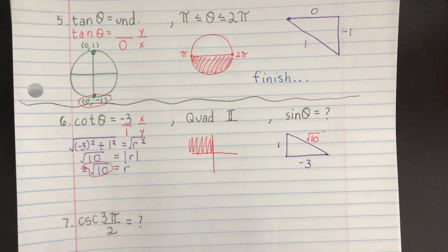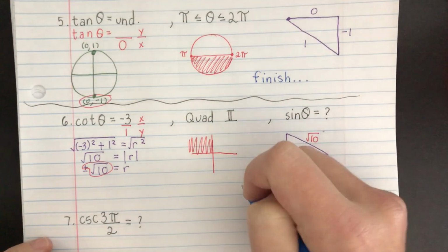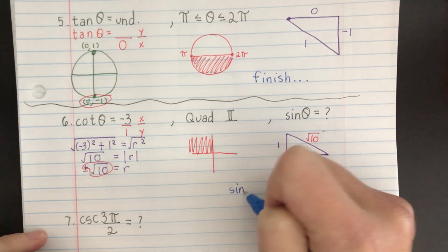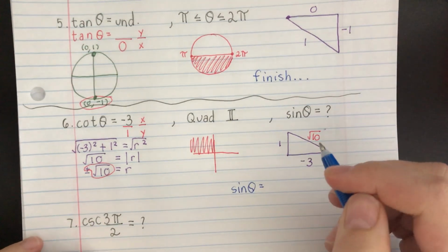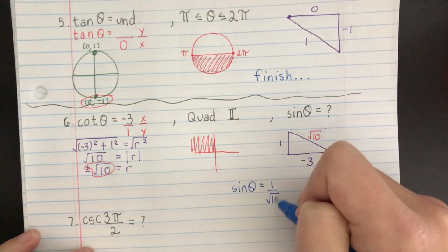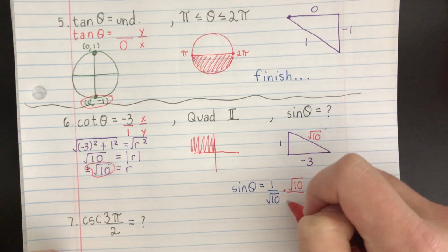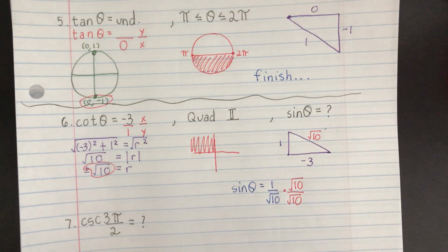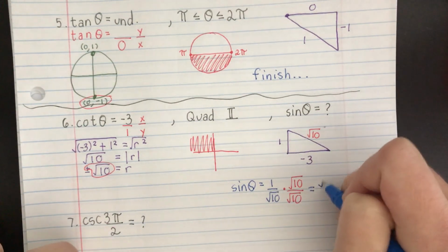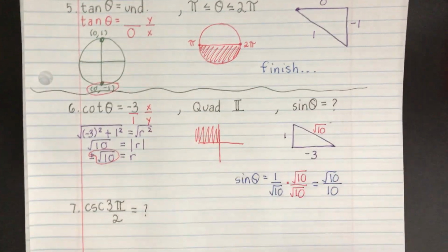So then, of course, you want sine of theta. In this case, sine of theta equals y over r, so 1 over the square root of 10. Can't have that square root in the denominator, so rationalize, and you would get sine of theta equals square root of 10 over 10. All I wanted was sine of theta.